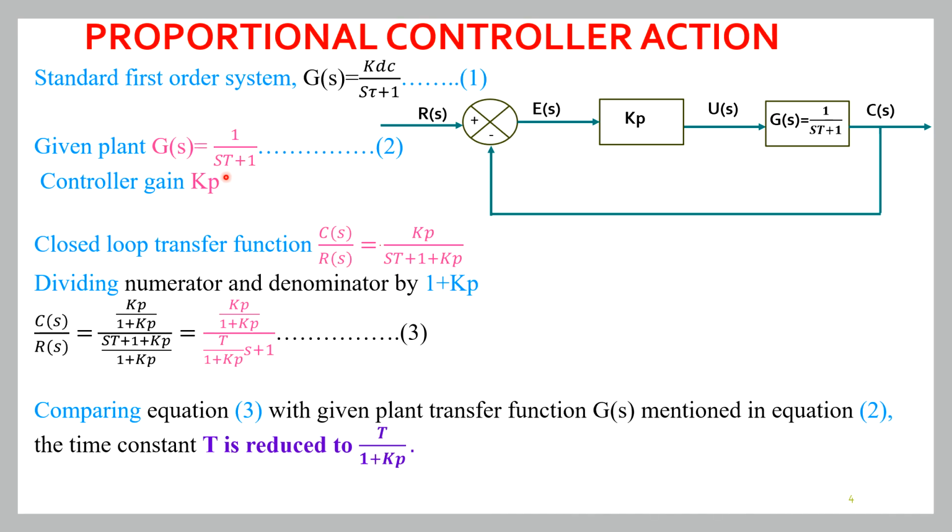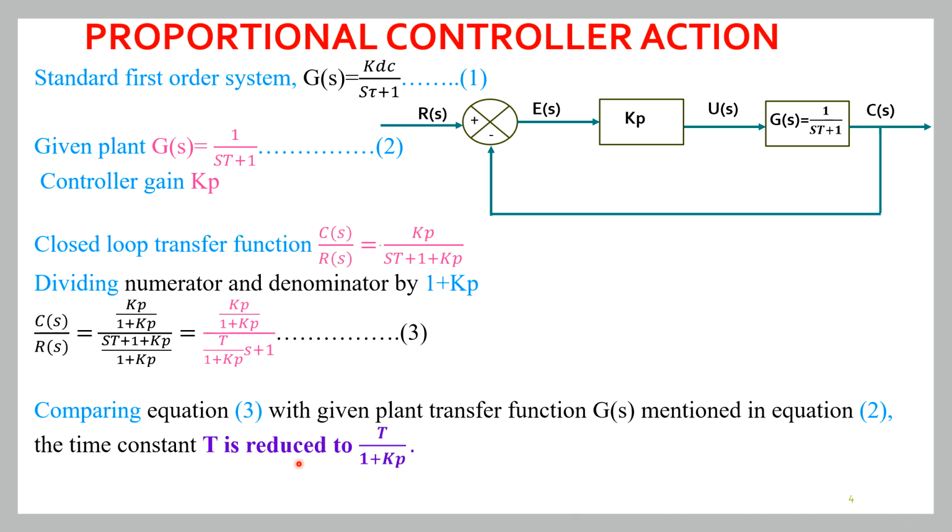And also let us compare the time constant tau. The time constant tau is initially, for the given open loop system, simply tau. Now the time constant of the system is tau divided by 1 plus Kp. It means initial time constant is tau. Now the time constant is reduced to tau divided by 1 plus Kp.